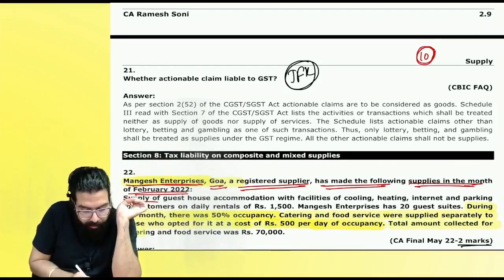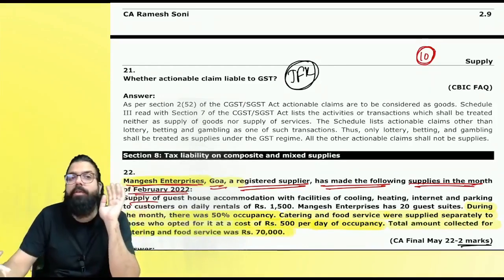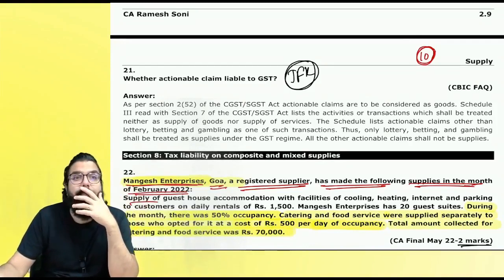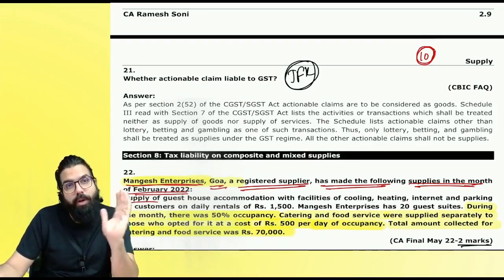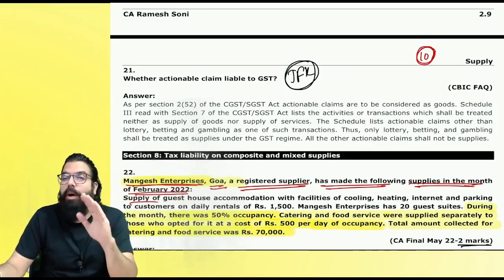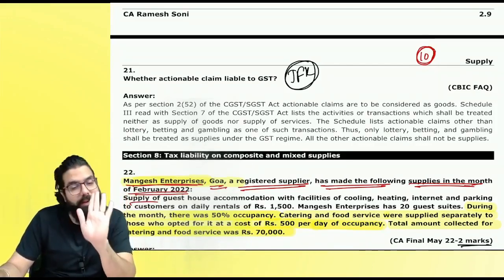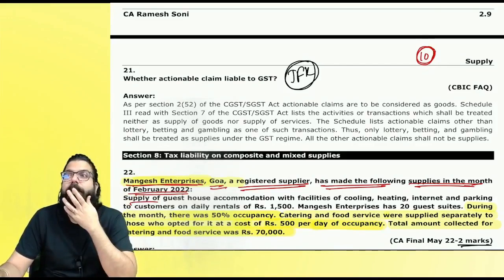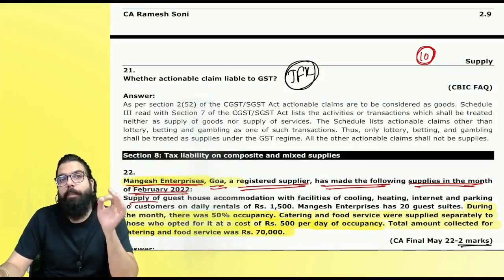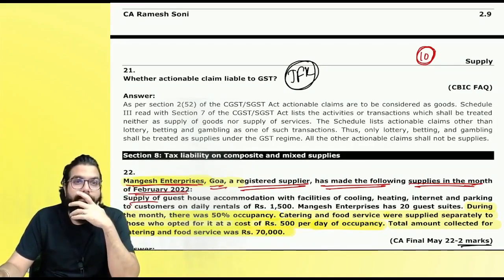Total amount collected for catering and food services: 70,000. For catering and food, they are collecting separately. So if you want, you can go and stay also. If you want, along with your stay, they will give you food also, and for that they are charging how much? 500. Now tell me one thing: is it composite supply or mixed supply? Composite or mixed?